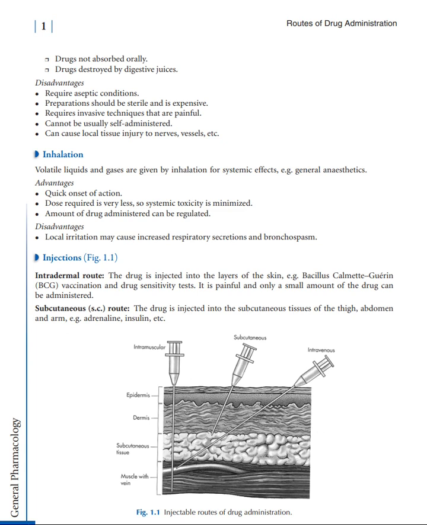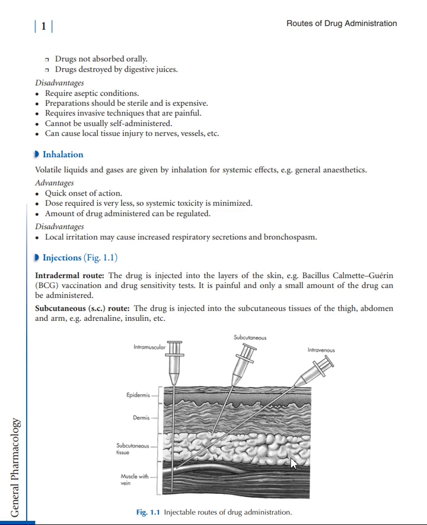First let's understand the layers of skin. I hope you have studied the structure of skin in semester 2. First you have the epidermis. Below the epidermis there is the dermis layer, then subcutaneous fatty tissue, and then muscle with vein. So the intradermal injection is given in the layers of skin. Example is BCG. Then you have subcutaneous, where a patient suffering from diabetes generally self-administers injections such as insulin. Then you have adrenaline. These are given subcutaneously.